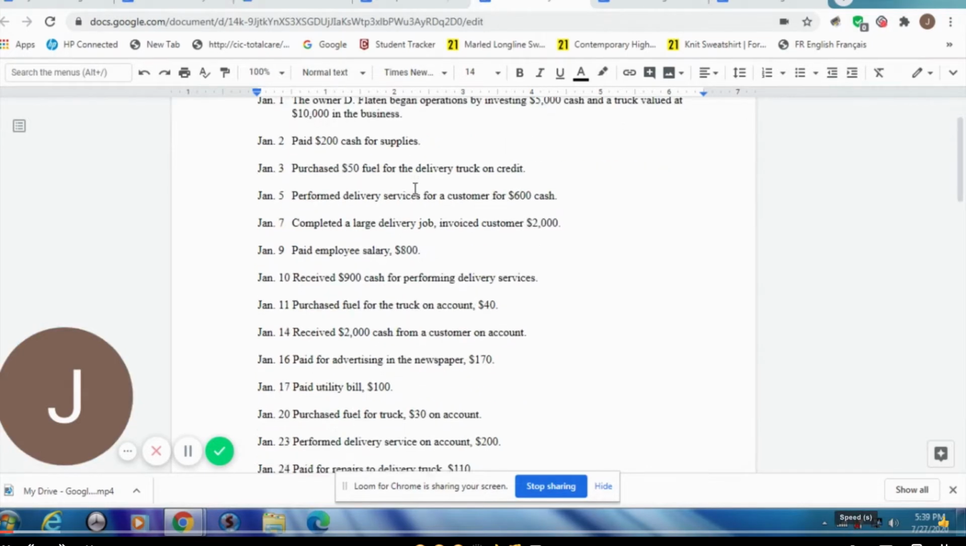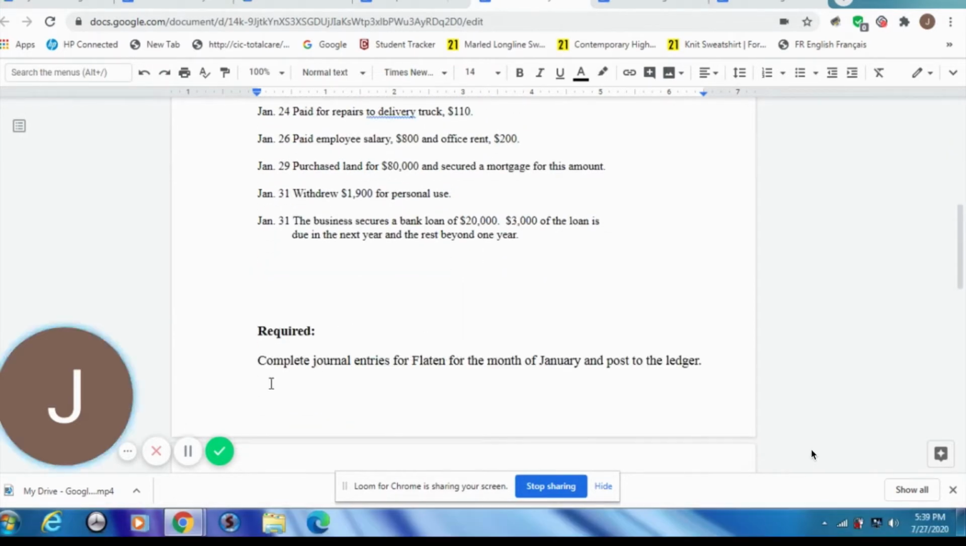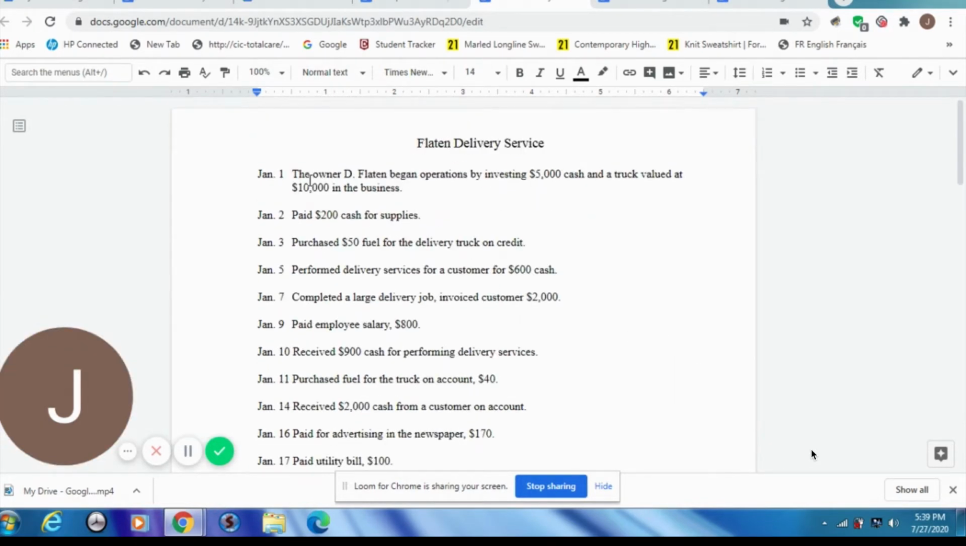So we have a list of transactions here for the month of January for Flattened Delivery Service. And the first thing that they want us to do is, of course, to complete journal entries for the business and also then post those entries to the ledger. In this video, we're just going to do the journal entries, and then the next one will show the posting to the ledger. Right, so this will be quite a longer video. Right, so let's start with the first transaction here on January 1.